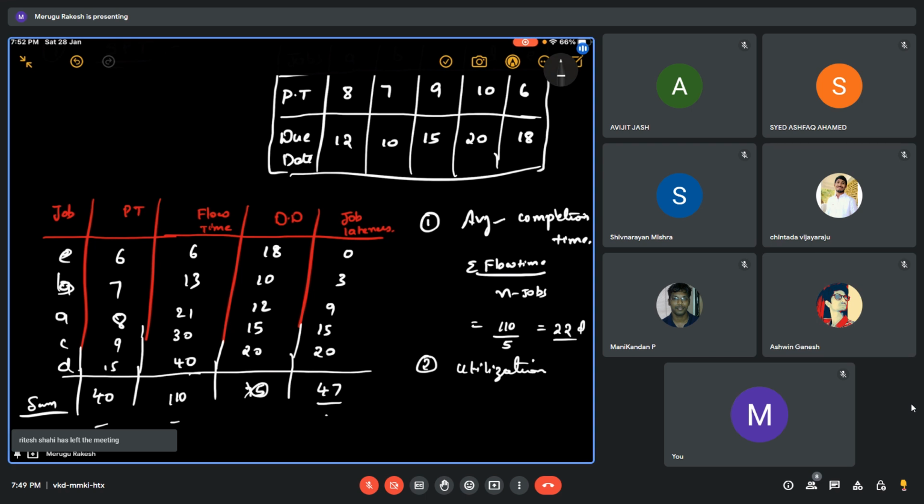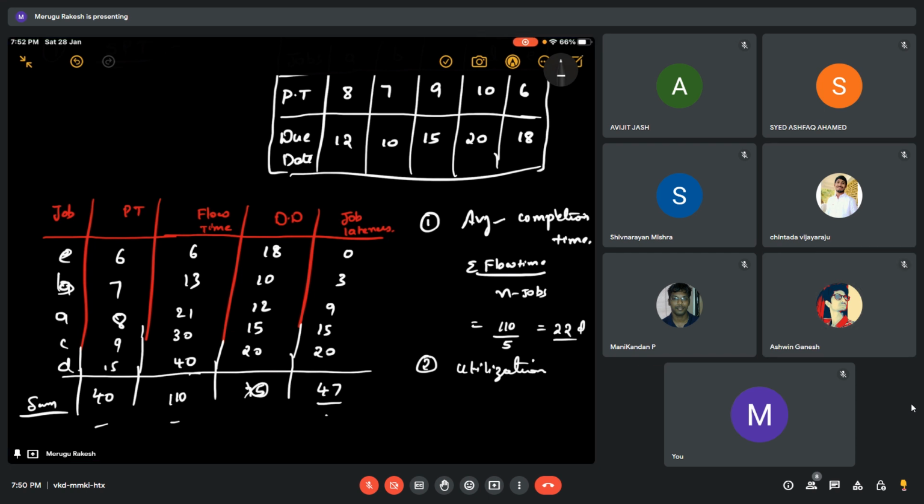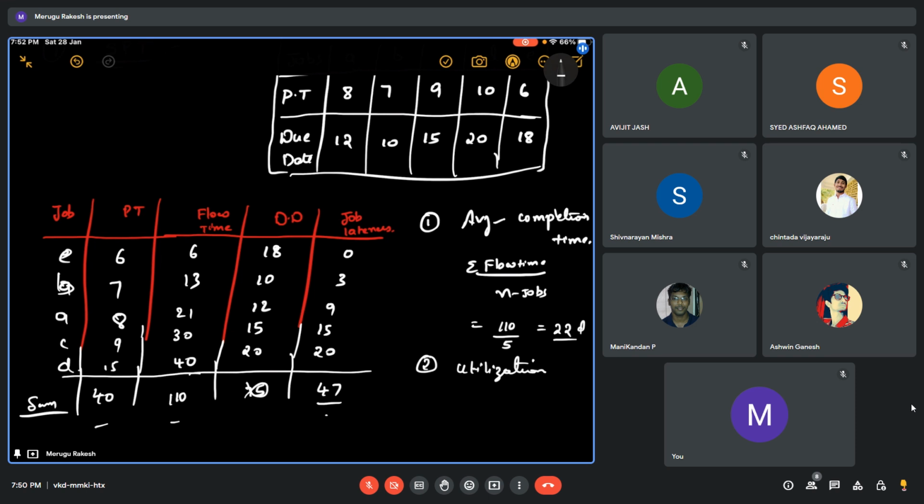We are just starting. We are just discussing some of the concepts related to scheduling. I have discussed two models, n jobs two machines and three machines. Then I'm starting some of the rules, that is shortest processing time, then earliest due date. So this is the first model I'm explaining.